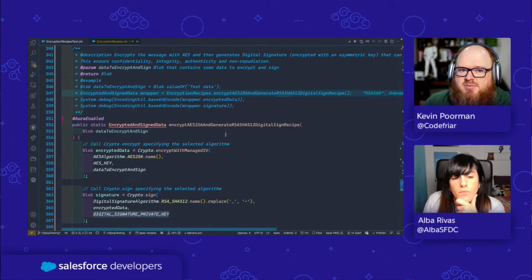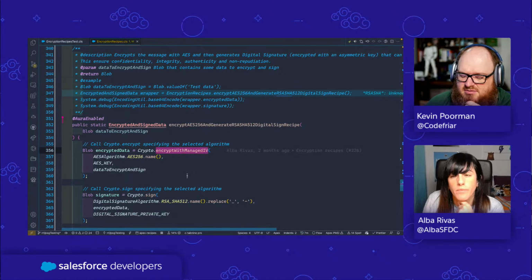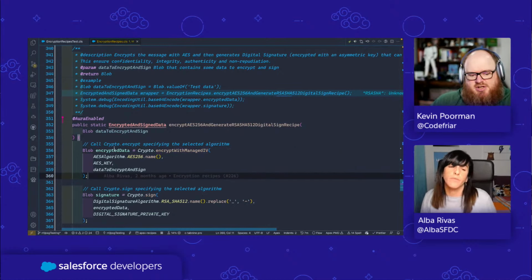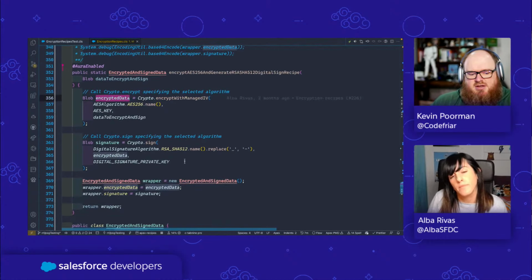So we're going to have encrypt and sign data, and it looks like we're doing the encryption with the managed IV, like we were talking about before. As we walk through this, we're going to get our encrypted data, and then how do we go about signing it?